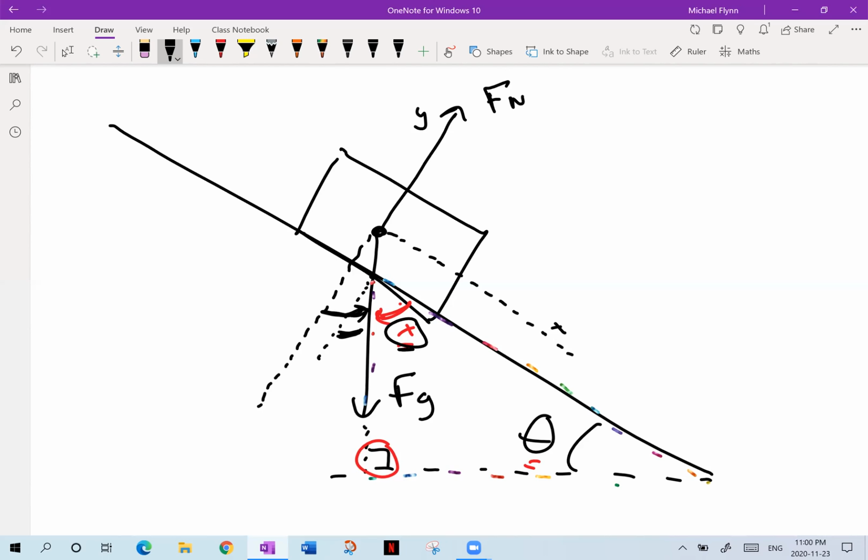Now, long story short, I'm going to erase some of this because it's a little messy, not all of that. It's too much. Gosh, my eraser here is very sensitive. Let me try it with this.